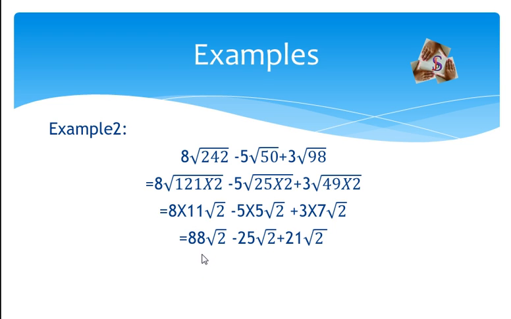8 into 11 is 88. So it's 88 root 2 minus 25. 5 into 5 is 25. 25 root 2 plus 7 into 3 is 21. 21 root 2. That's equal to root 2 into, we are combining all the coefficients. So it's 88 minus 25 plus 21 into root 2. That's equal to 84 root 2.